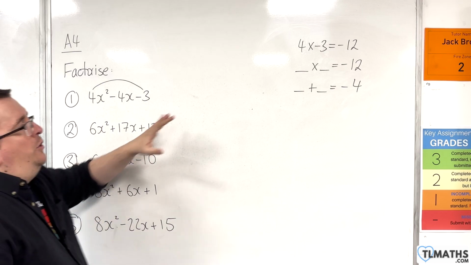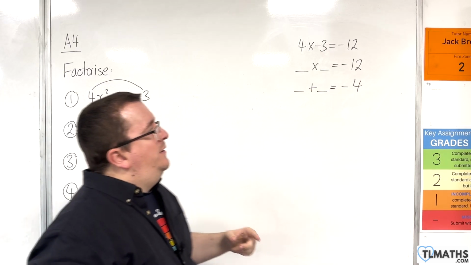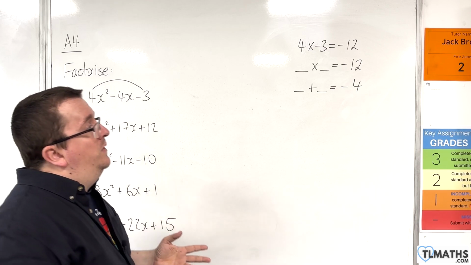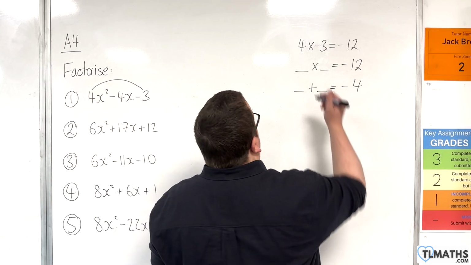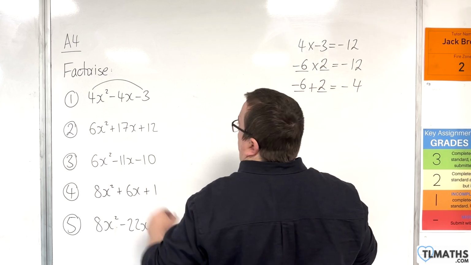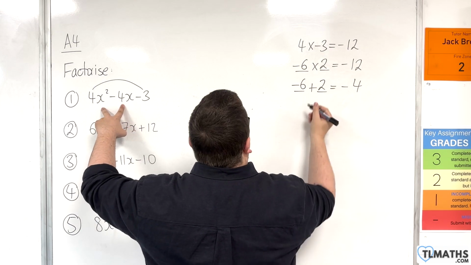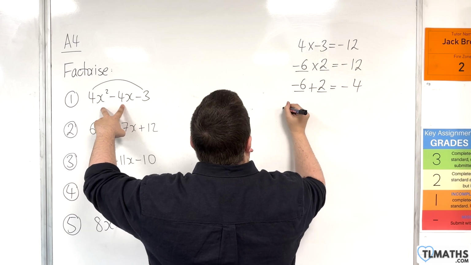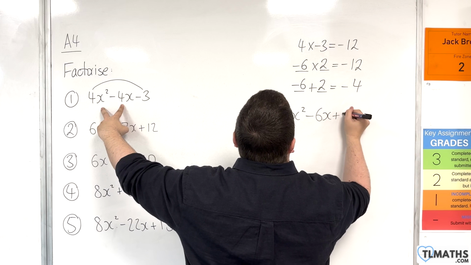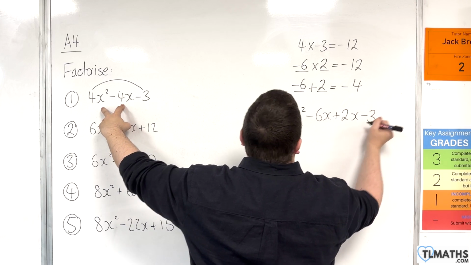Because the product is negative, that means that one of the two numbers we're looking for must be negative, the other one's positive. So minus 6 and 2, that works out. So split the minus 4x up into minus 6x plus 2x. So 4x squared minus 6x plus 2x take away 3.